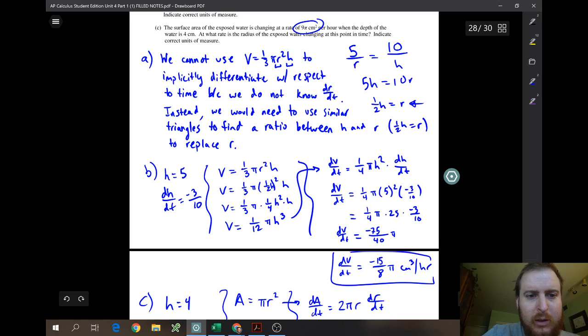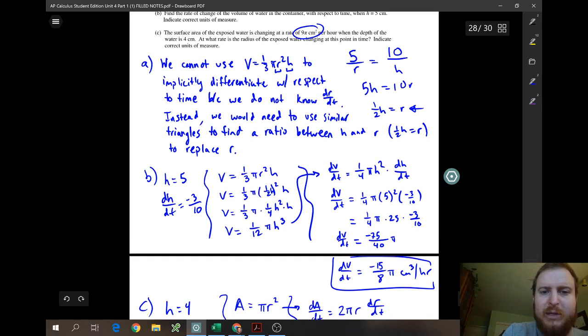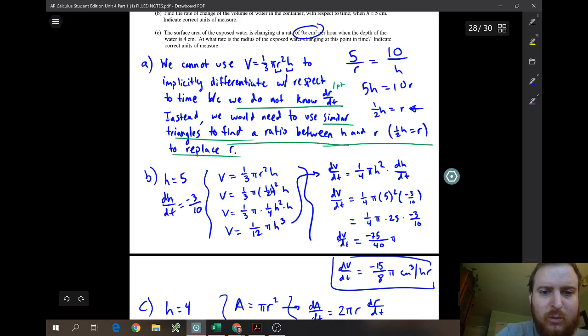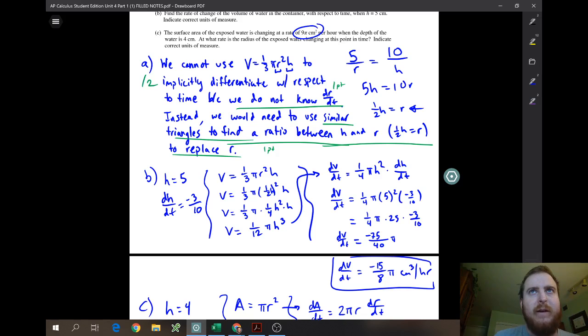The 2 points were for mentioning that we have something with two variables or we don't have dr dt, something like that would be 1 point. And then talking about the similar triangles, this ratio, if you had the number, the 1/2 h, whatever, that was worth 1 point. So this one was out of 2. This next one was out of 5.